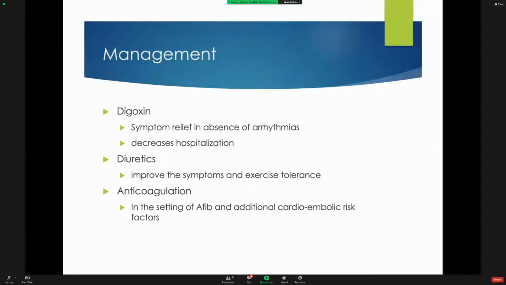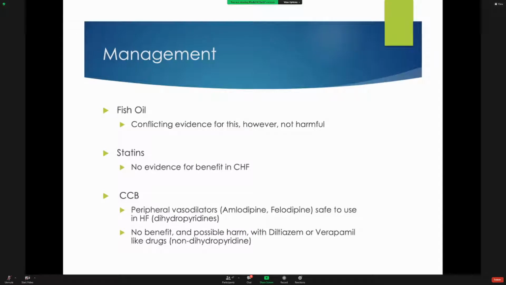Digoxin only improves the morbidity but not mortality. Diuretics only improve the symptoms. Anticoagulation, we will give only if the patient has another indication for anticoagulation, like atrial fibrillation, pulmonary embolism, or deep venous thrombosis. Fish oil has conflicting evidence for use in patients with heart failure. Statin, there is no evidence to give it in patients with heart failure, except if the patient has dyslipidemia.